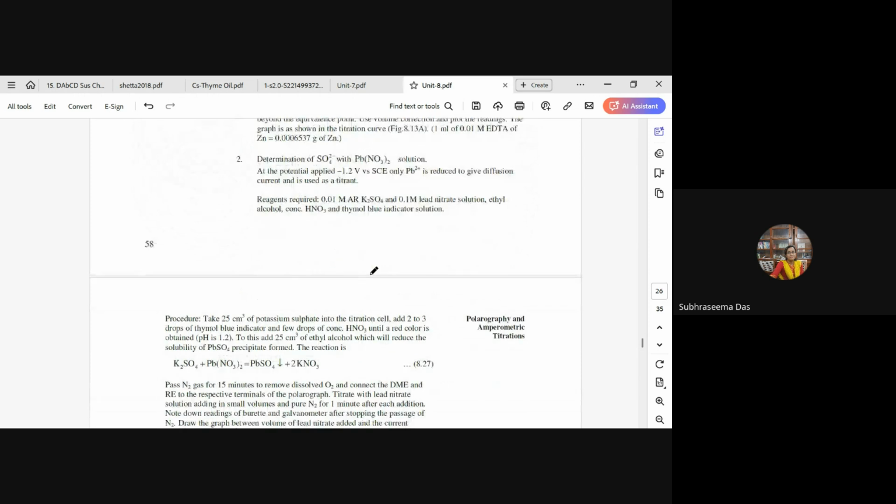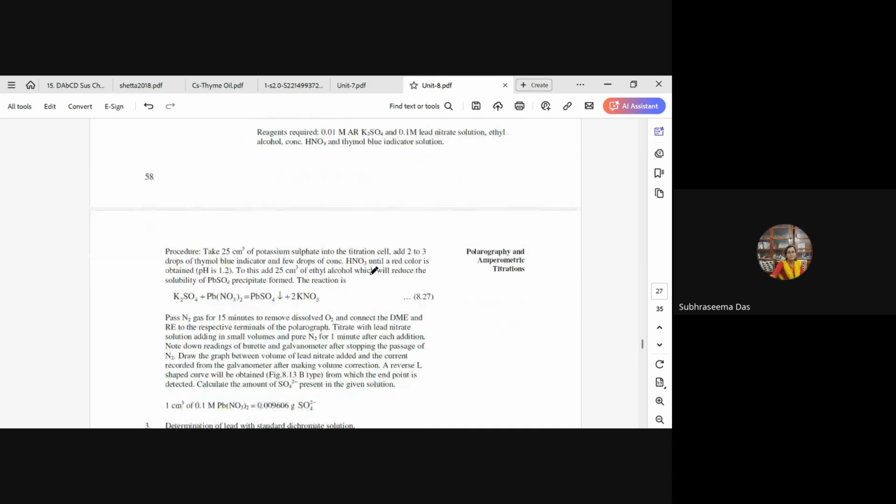Then coming to determination of sulfate with lead nitrate solution. The potential is set, and the reagents required are 0.01 molar potassium sulfate and 0.1 molar lead nitrate, ethyl alcohol, concentrated HNO3, and thymol blue as the indicator.